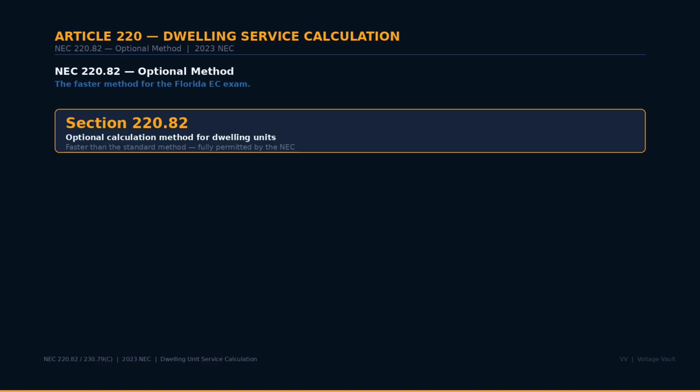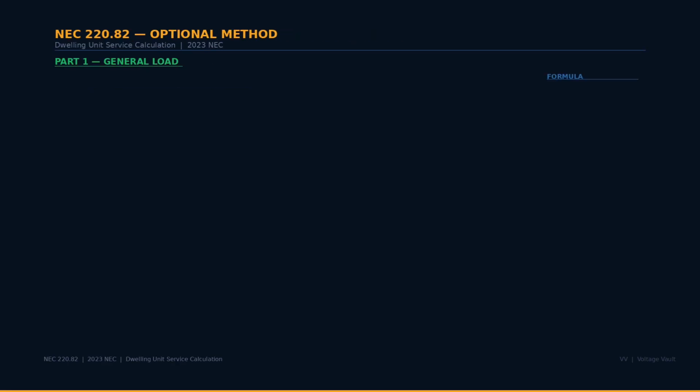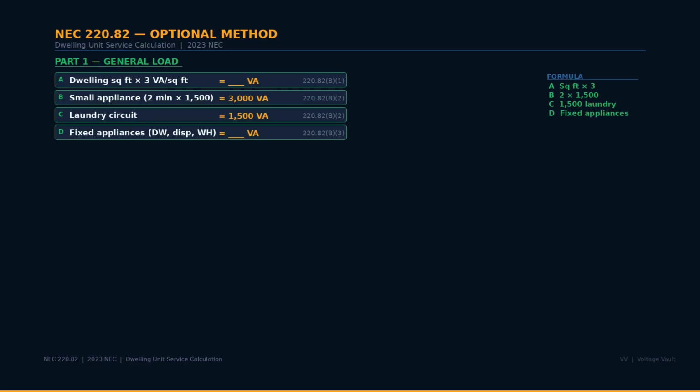That's the faster method, and the one you should know for the Florida EC exam. It breaks into two parts. Part 1 is the general load. Take the dwelling square footage and multiply by 3 volt-amps per square foot. Add 1,500 volt-amps for each small appliance circuit, 2 minimum. Add 1,500 for the laundry circuit. Then add fixed appliances like the dishwasher, disposal, or water heater.